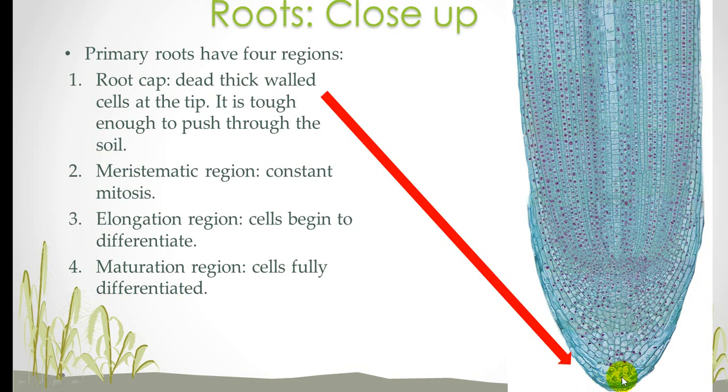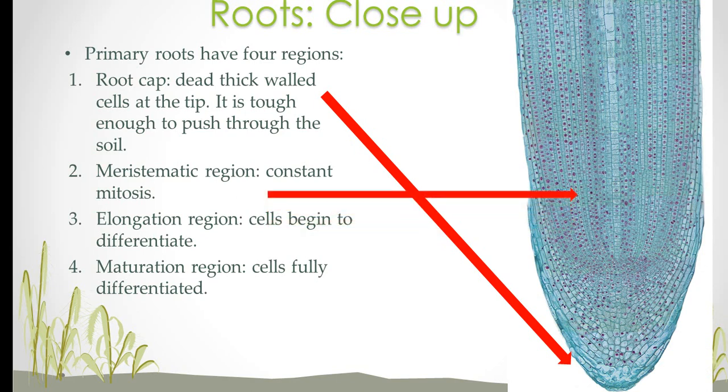But look at the cap. See, none of those nuclei are present right there. That's because those cells down there are dead. They're like the outer part of our skin, if you will. It's the thickened part. It's tough. It pushes through the soil. Sometimes soils can be very hard to get through, and so these roots will be very tough at the very end right there. Next comes the meristematic region.